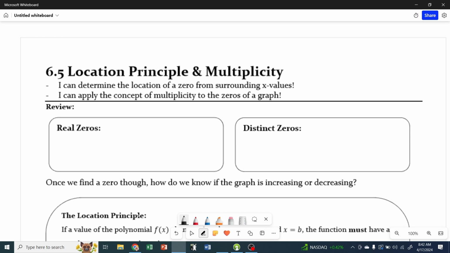Alright, welcome to Algebra 2, Unit 6, Section 5, Location Principle and Multiplicity. After this lesson, you should be able to determine the location of a zero from surrounding x values and apply the concept of multiplicity to the zeros of a graph.